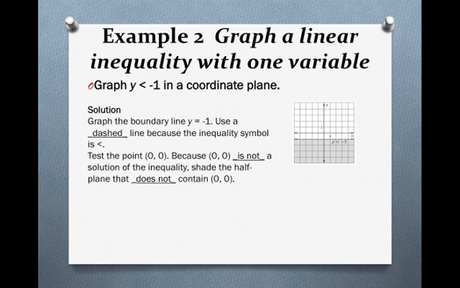Okay, and next thing we need to do is test a point. The point 0, 0 is not on that line, so we can test it when you plug in 0 for y. 0 less than -1 is not a solution to the inequality, so we're going to shade the half plane that does not contain 0, 0. We're going to shade the other side. If we had gotten a true statement, we would shade the side with 0, 0, but because we got a false statement, we're going to shade the other side.